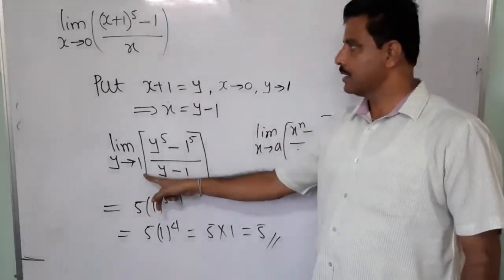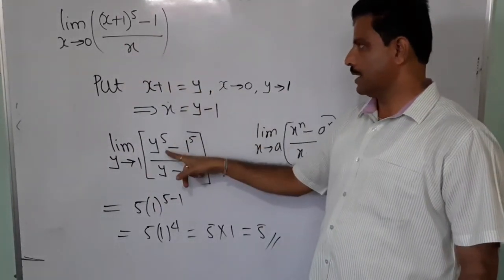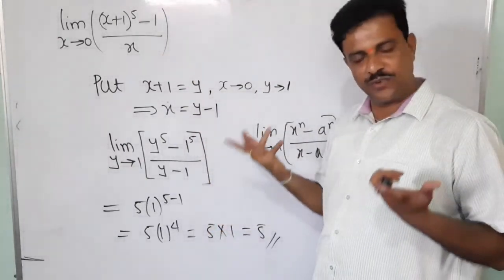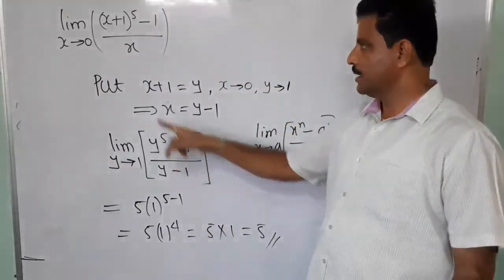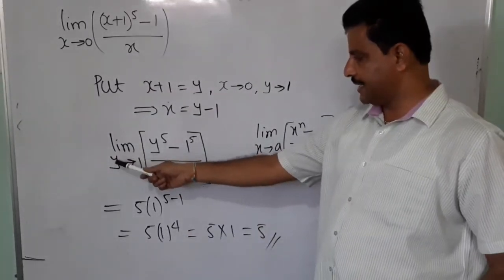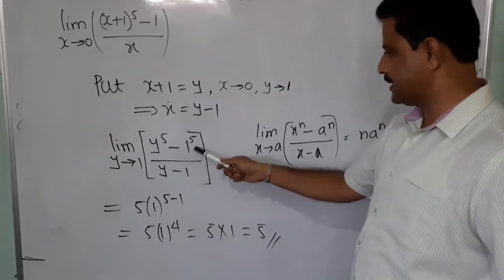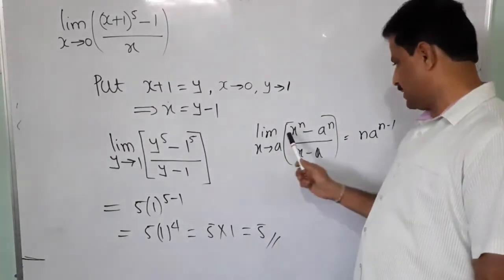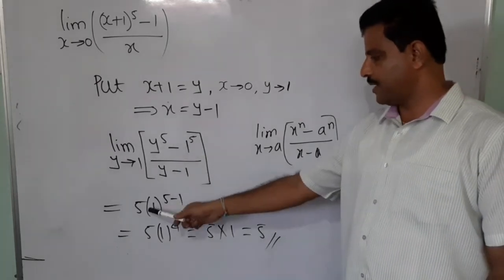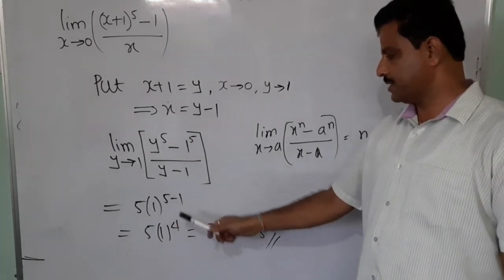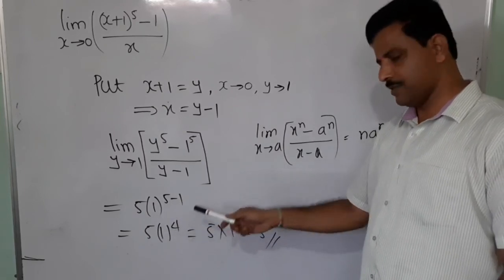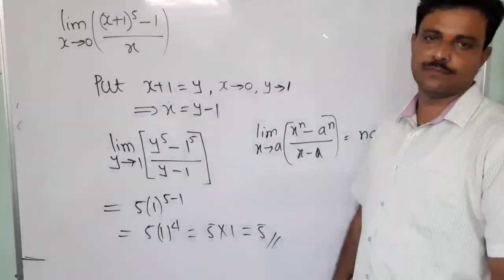Limit y tends to 1, y to the power of 5 minus 1. 1 can be written as 1 to the power of 5, which means 1. x is equal to y minus 1. Dear students, this is in the form of limit x tends to a, x to the power of n minus a to the power of n divided by x minus a. So this formula is n into a to the power of n minus 1. n is 5, a is 1, 5 minus 1 is 4, 1 multiplied four times is 1, into 5, 5.